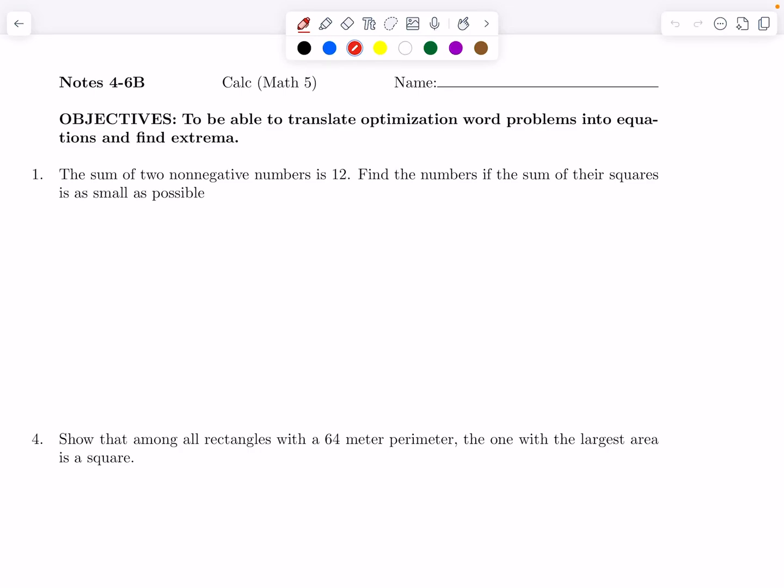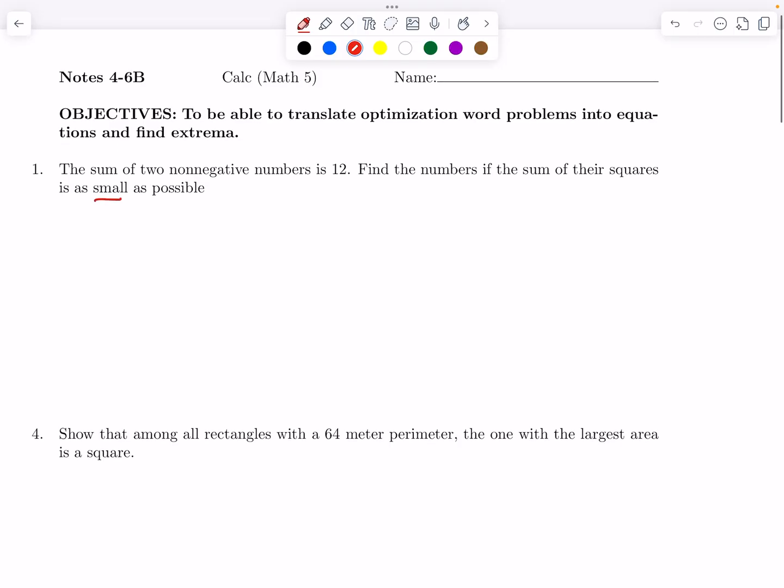Welcome to the world of more max-min problems. The sum is 12. We want to minimize... and again, you need to get it down to one variable by using the other information. Looks like they're completely symmetric, so it doesn't matter which one you change.